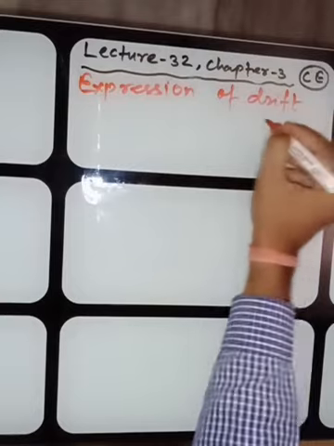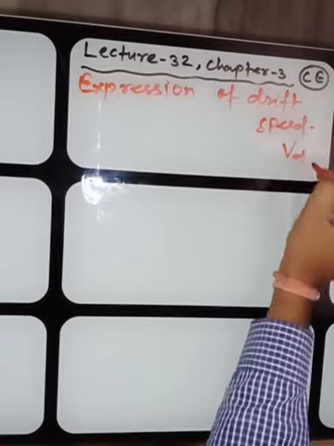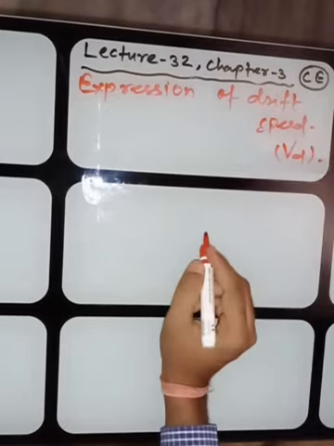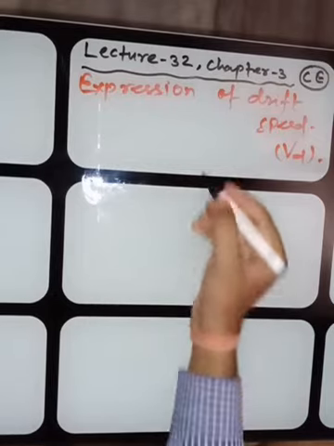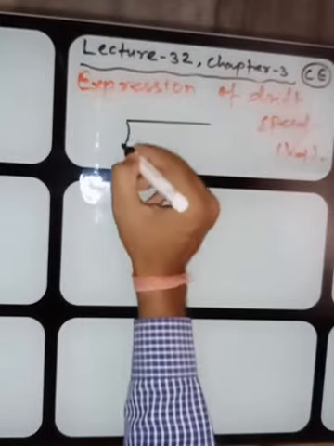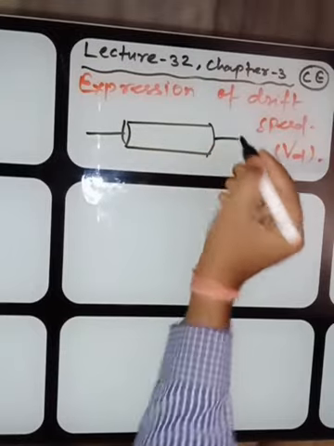The mathematical expression of drift speed will be represented by VD, drift speed or drift velocity. Suppose, my dear students, we have a sample of conductor, this one, and we apply a voltage.